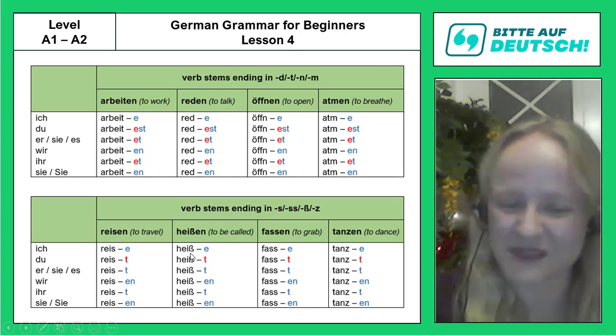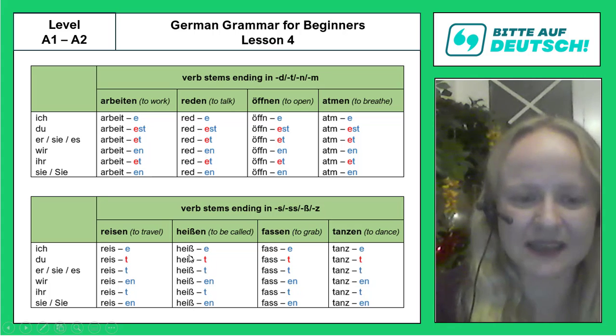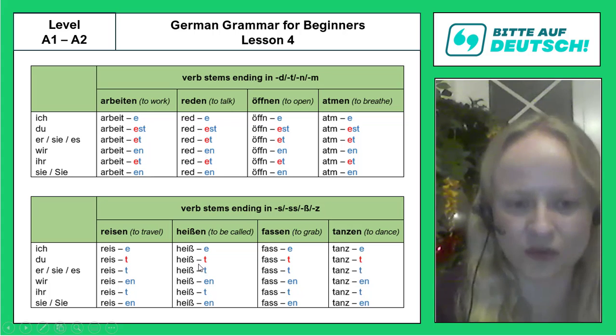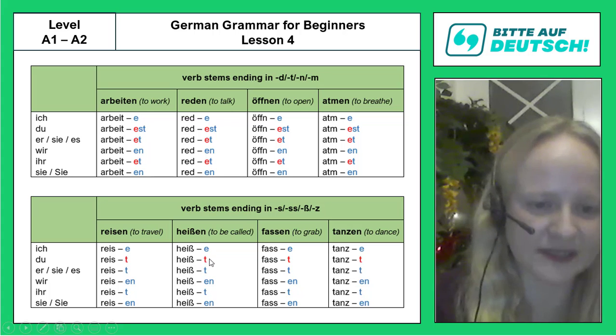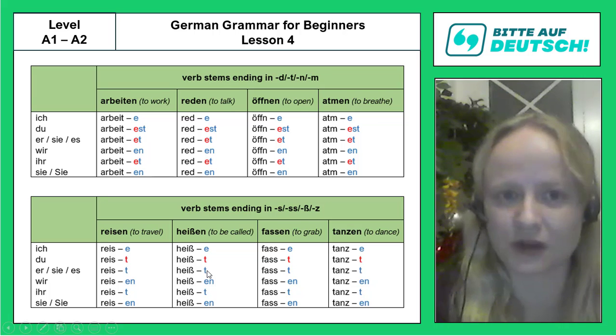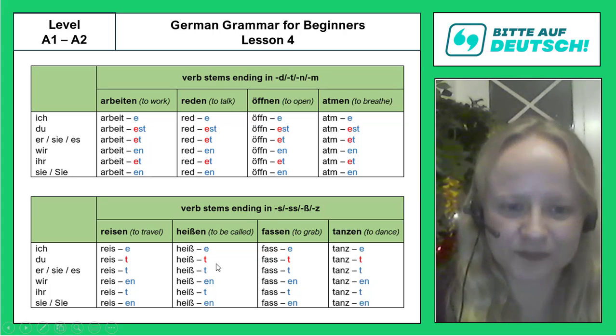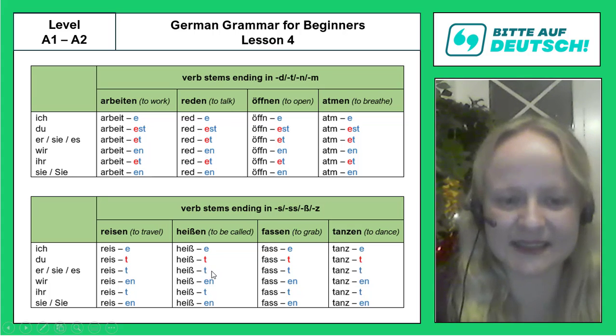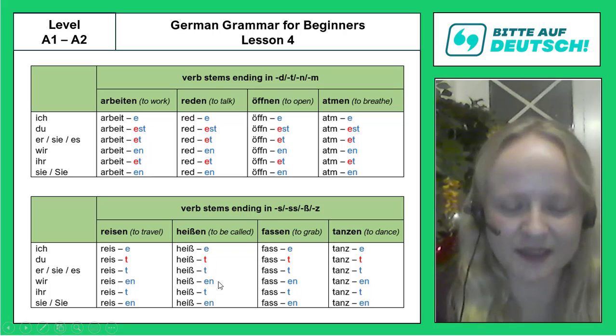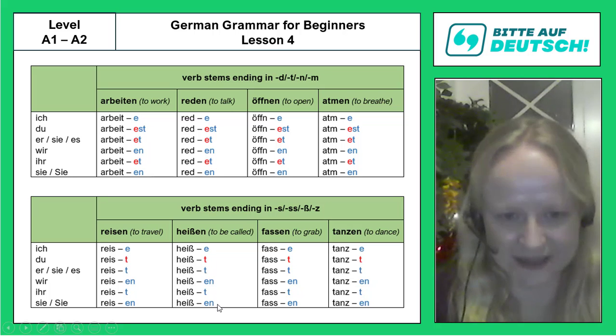Okay, so also this is an S sound. Our verb stem is very regular, but it ends in an S sound, so we will drop the S from the ST ending in the du form. Therefore, also here, second and third person singular are going to look identical. And we will conjugate as ich heiße, du heißt, er, sie, es heißt. Wir heißen, ihr heißt, sie heißen.